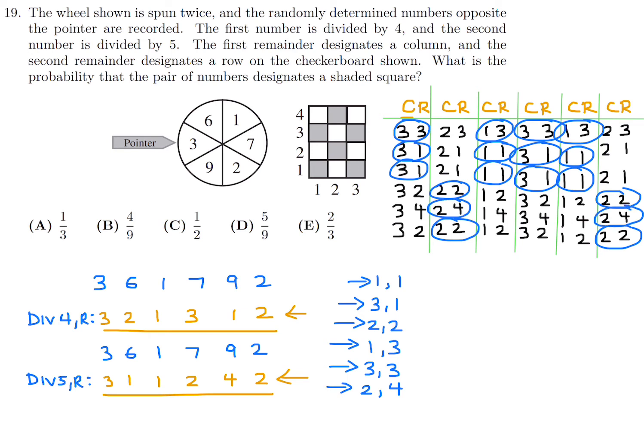I think that's it. So how many did I circle? 1, 2, 3, 4, 5, 6, 7, 8, 9, 18. So I circled 18. And how many was the total? It was 36. So that is my probability. In lowest terms, that is a half. So number 19, the answer is C.